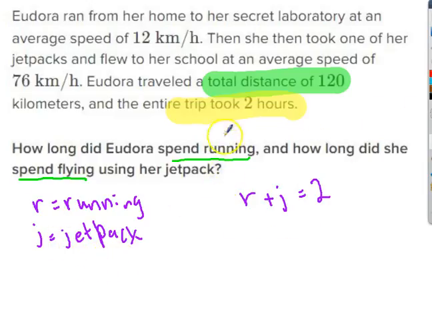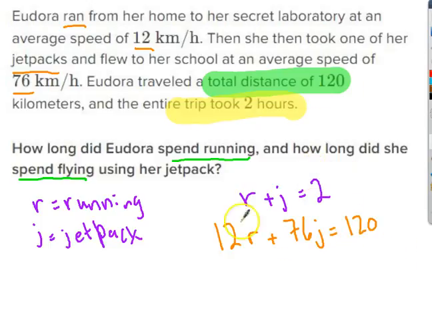The second equation that I know is the total distance. 12 was for running, and 76 was for jetpack. So I need an equation that says 12 kilometers per hour running and 76 kilometers per hour jetpack. 12 kilometers per hour running plus 76 for the jetpack is equal to, and then she traveled, so this is the distance she traveled running, this is the distance she traveled jetpack, and the total is 120. So in this problem, I'm trying to find R and J that add up to 2, and they also have to satisfy this other condition.